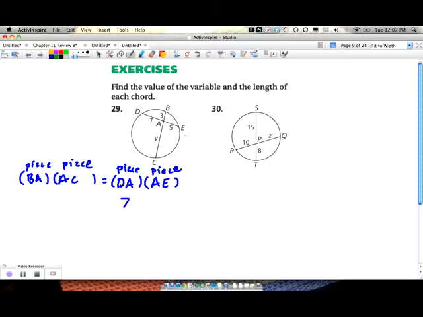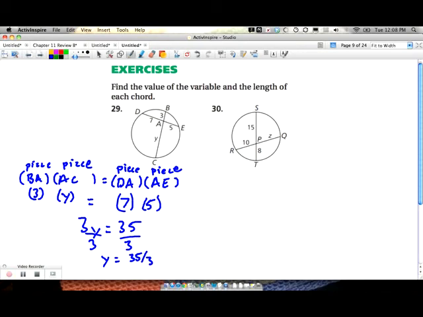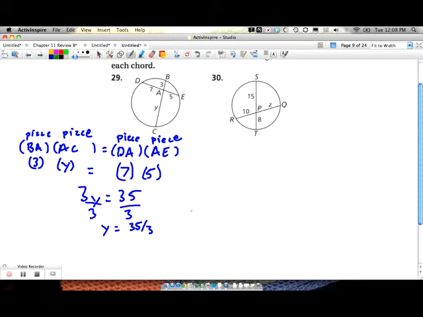Well, DA is 7. AE is 5. And we got 3 and Y on the other side. So this is 3 for BA, and this is just Y. So in other words, 3Y equals 35. And we divide both sides by 3. Y equals 35 over 3. On these type of calculations, you get a lot of fractions because there's so much multiplying different parts together and then dividing in the end to get something by itself. So that would be your answer for this piece for Y.